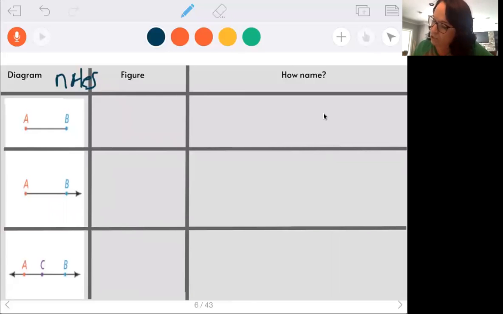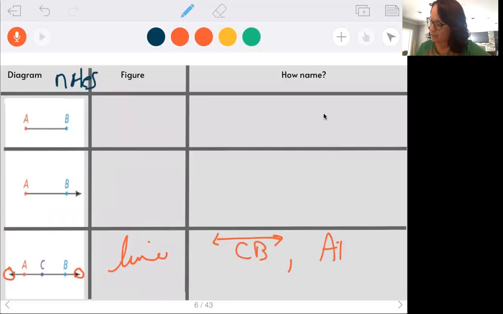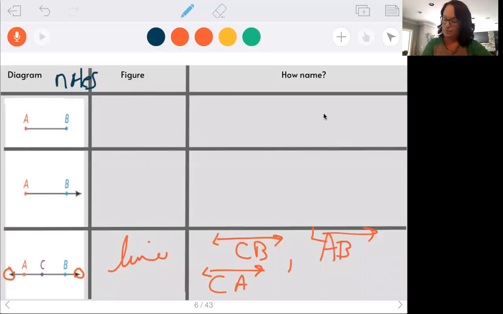So right here, you might say, oh, that's line AB. It's actually not. You'll notice it doesn't have those arrows. It's not going forever in both directions like this one is. This is a line. And how do I name it? I pick any 2 points on it. I'm going to pick C and B, and I put the line symbol over it. I could have picked A and B, or C and A, in any order, any 2 points, not 3.